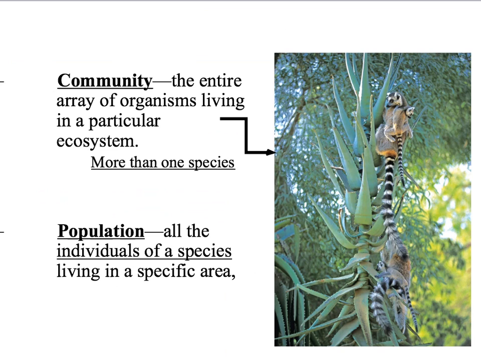All right, so we started with the biosphere, and then we went to the ecosystem, and now we're going to go to the community. The community is the entire array of organisms living in a particular ecosystem. So this is where we would have more than one species interacting. For example, we have the lemurs here interacting with the plants. And I'm sure if we could zoom in, we would probably see some insects in there as well. And then the population would now just be the lemurs. So it's just the individuals of a species within that specific area.